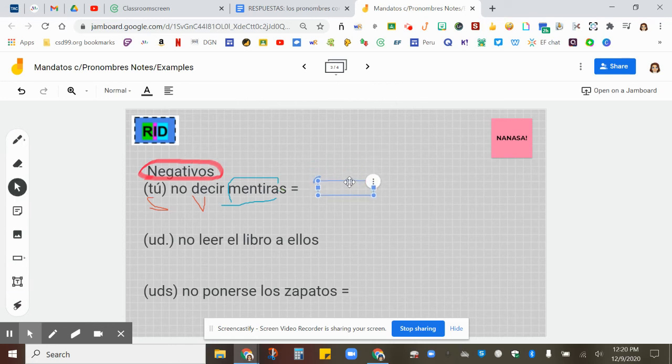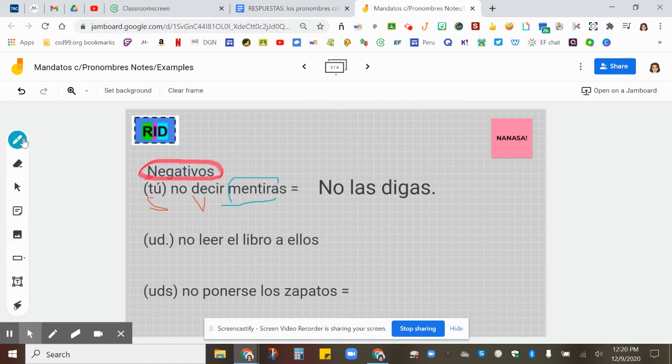Okay. I've got to include my no. It's a negative command. That's where I'll start. No. Then I will place my pronouns. Mentiras, las mentiras. No las digas. Do not tell them. Do not tell them lies. No las digas. Your pronoun goes before the verb.